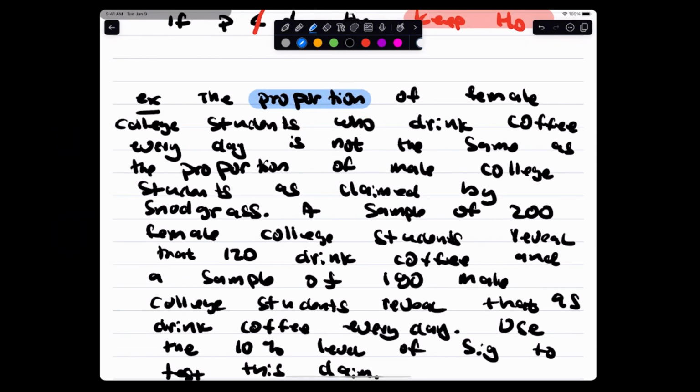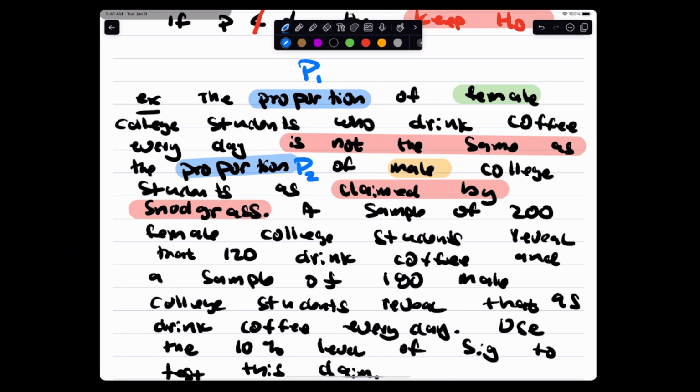The proportion of female college students who drink coffee every day is not the same as the proportion of male college students, as claimed by Snodgrass. P1 and P2.